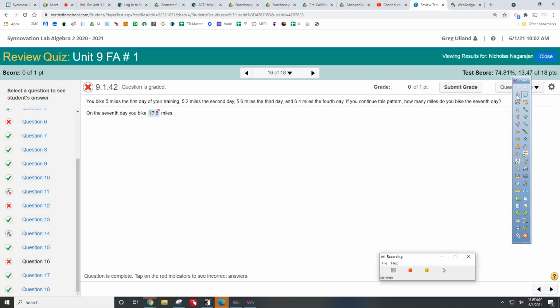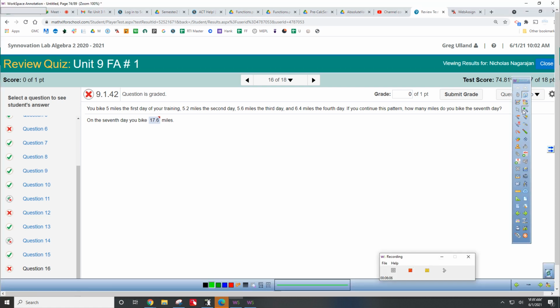And number 16. Okay, so let's see. Let's go back to a T-chart on this one. First day, you bike 5 miles. Second day is 5.2. Third day is 5.6. Fourth day is 6.4. I don't recognize this pattern, so I'm going to write it out.